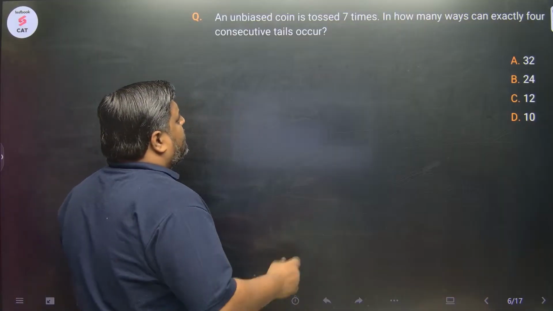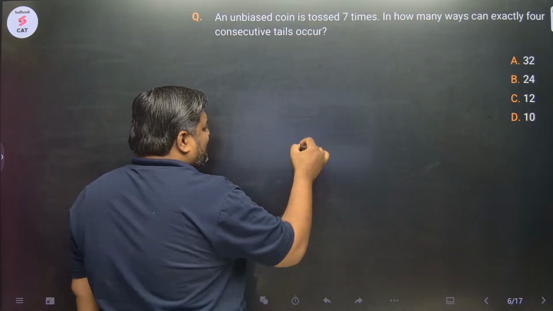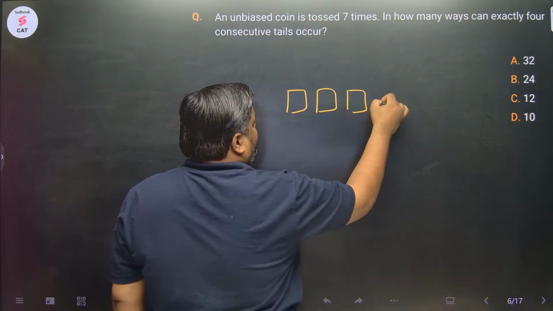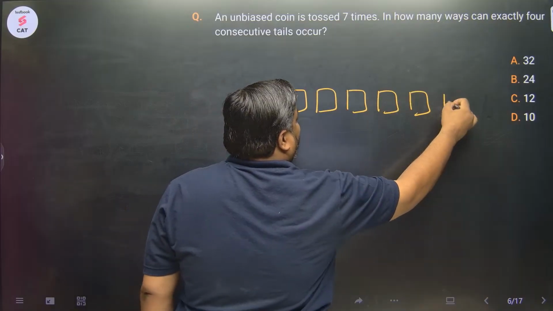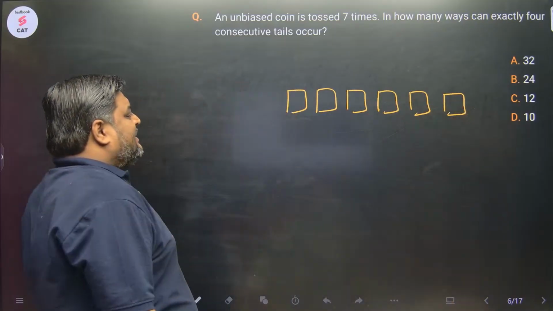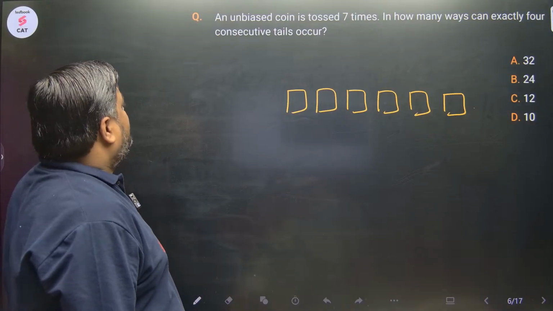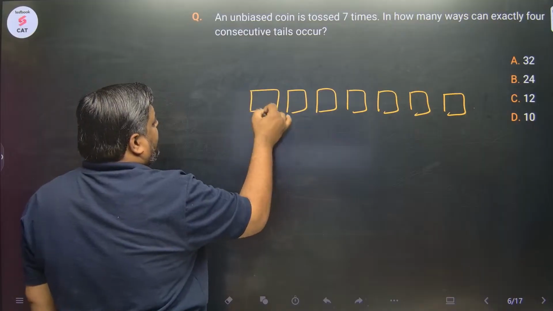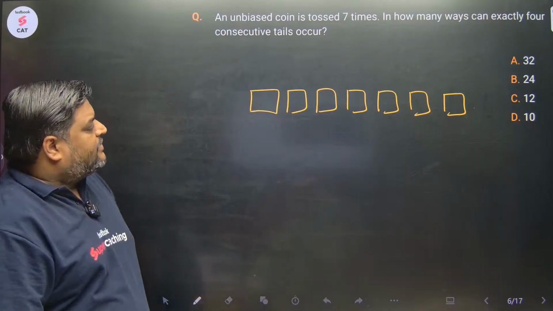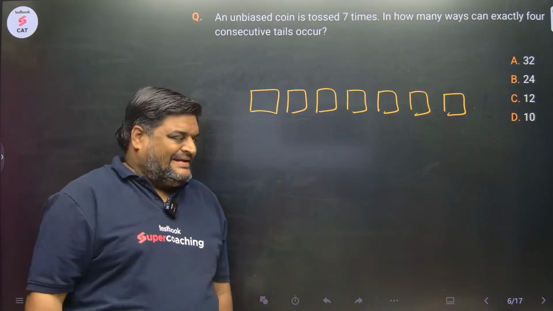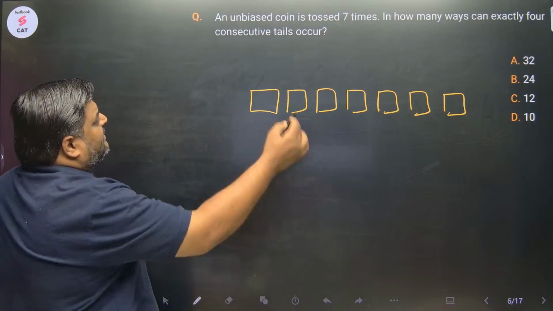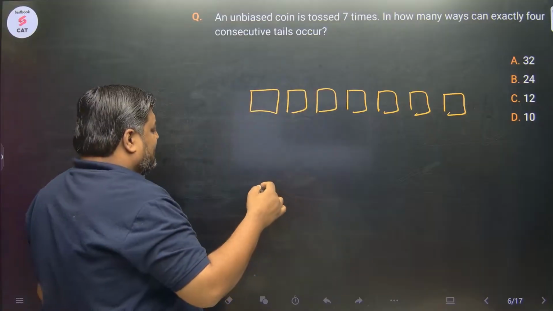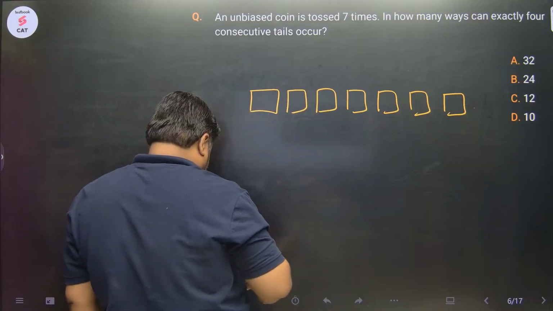You want 4 consecutive tails. Chalo, let's say 1, 2, 3, 4, 5, 6, 7 are the outcomes of 7 coins being tossed, right? You want exactly 4 consecutive tails. In how many ways can it happen?